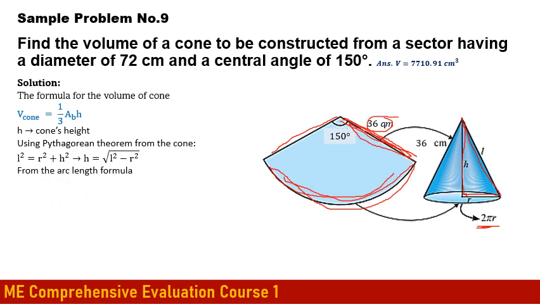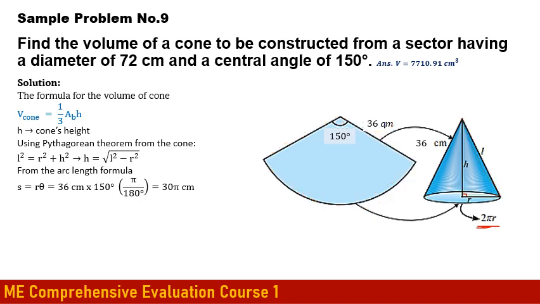So we need to get the value of the length and also the radius. From the arc length formula, we know that S equals R times theta. So we are referring to the length of this arc, which will now be equal to 2 pi r, since it equals the circumference.